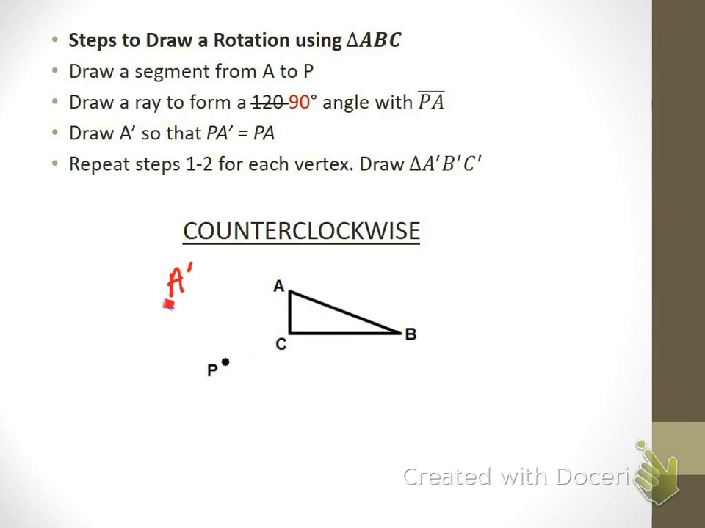Erasing those so that I can then focus on point B. 90-degree angle, placing B prime somewhere along there so that PB and PB prime would have the same length. Probably right about here. Not doing a great job of drawing that point. B prime is up here. And then we've got to do point C.